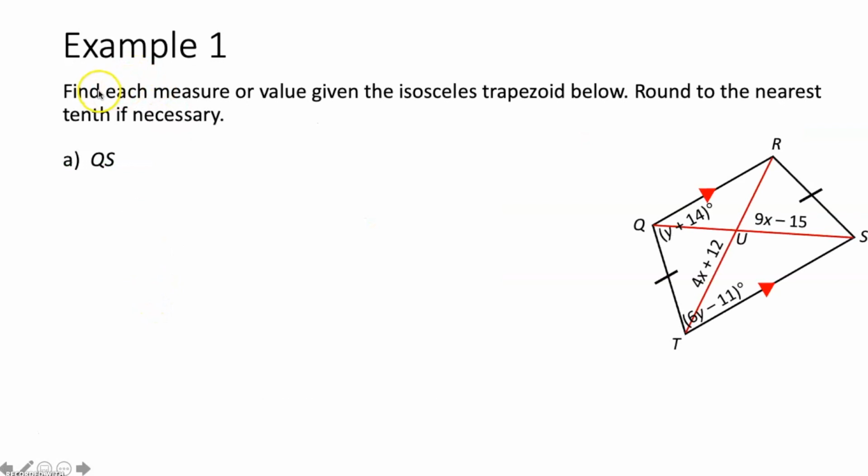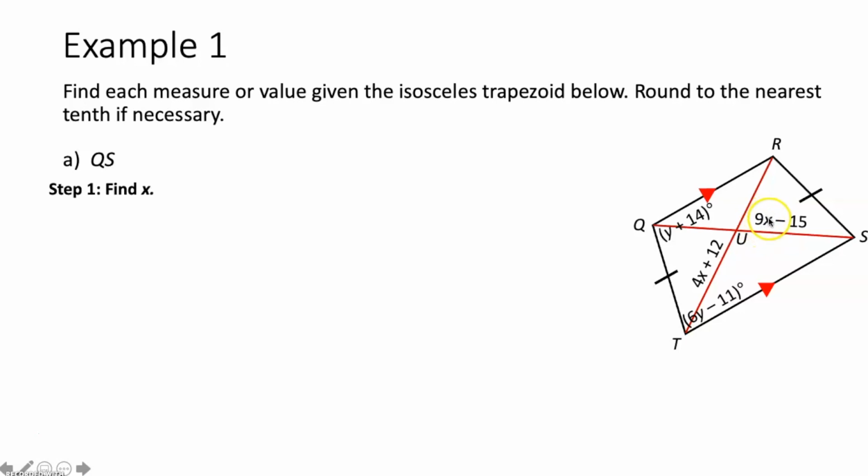Now example 1 says find each measure or value given the isosceles trapezoid below. Round to the nearest tenth if necessary. So here we have an isosceles trapezoid and we are trying to find the measure of segment QS. So where is the measure of segment QS? That would be right here, 9x minus 15. So in order to find the measure of segment QS, I clearly need to figure out what x is. So that's going to be my first step.